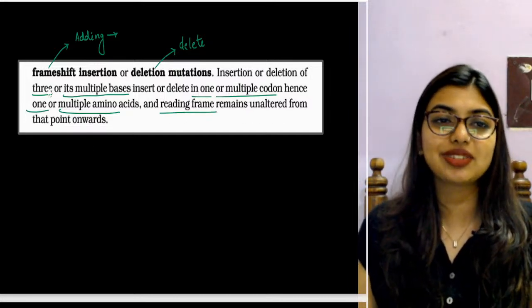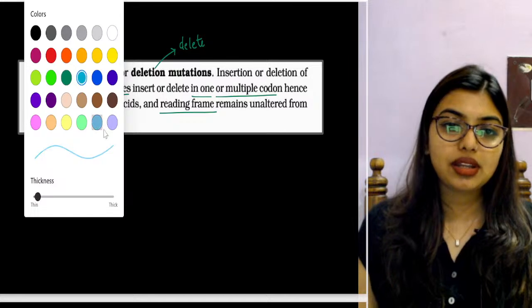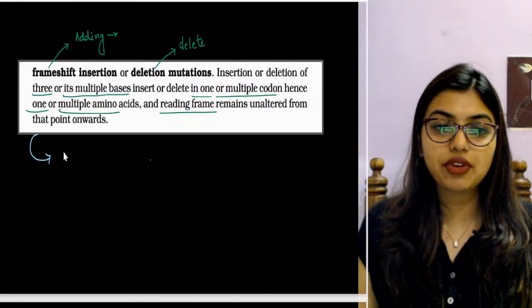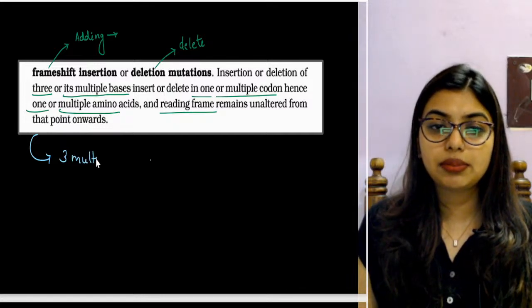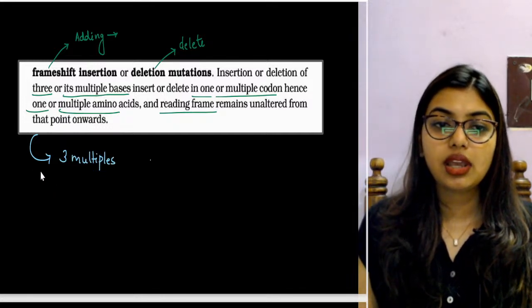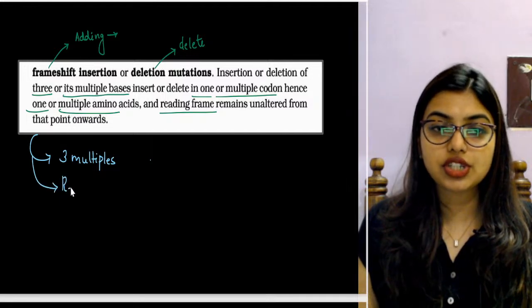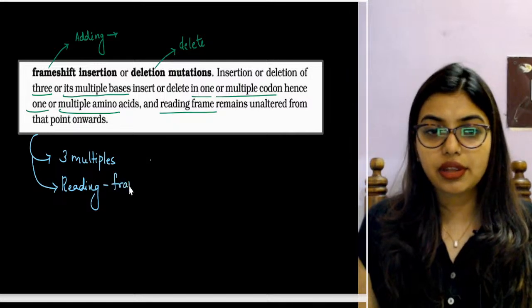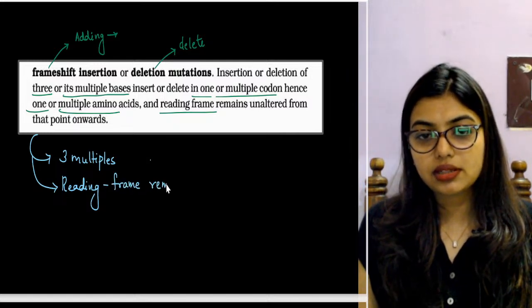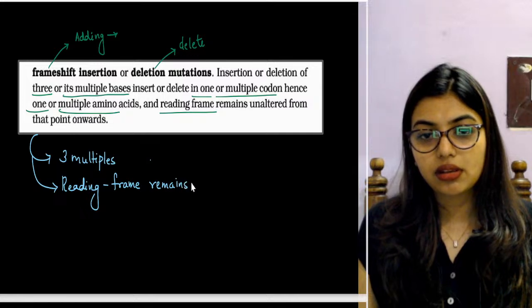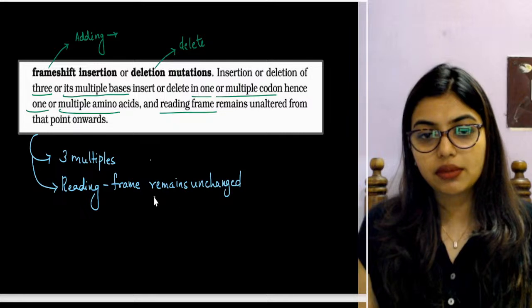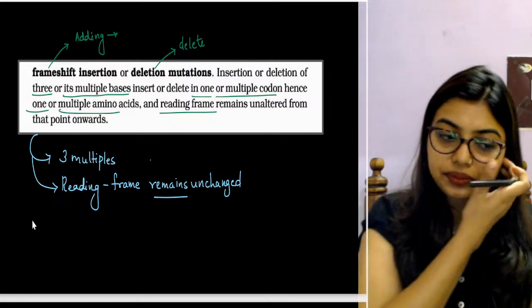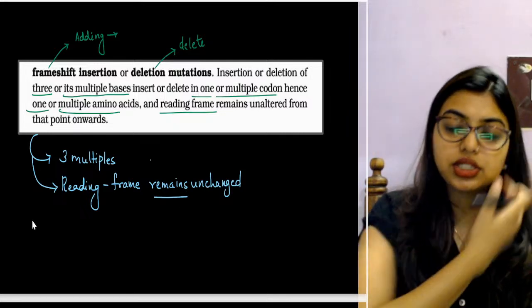So what they're trying to say is, it's like a puzzle they have given. If you're adding, you have to add multiples of 3. Then the reading frame will not change. Reading frame remains unchanged. Clear? Okay.